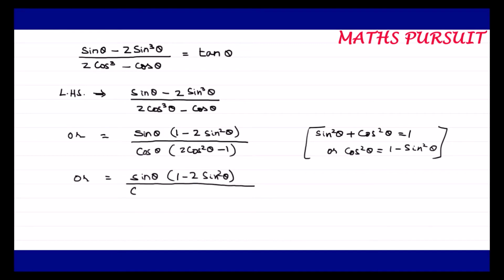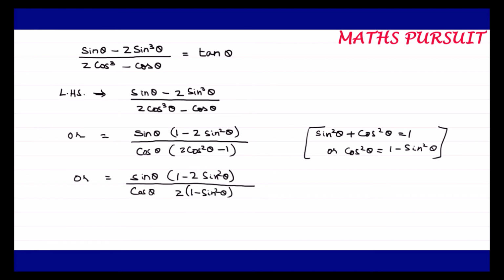Here we have cos theta, and instead of cos square theta, I am going to write 1 minus sin square theta. So here we have 2 cos square theta. Instead of cos square theta, I am going to replace it with 1 minus sin square theta.